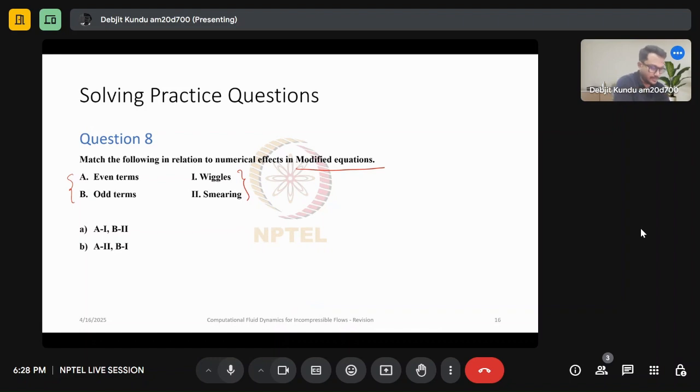So in the upwind schemes, the discretization method leads to some discretization errors, introducing some extra terms in the modified equations, which result in some erroneous numerical effects. Now, which derivatives, even derivatives or odd derivatives, lead to which?